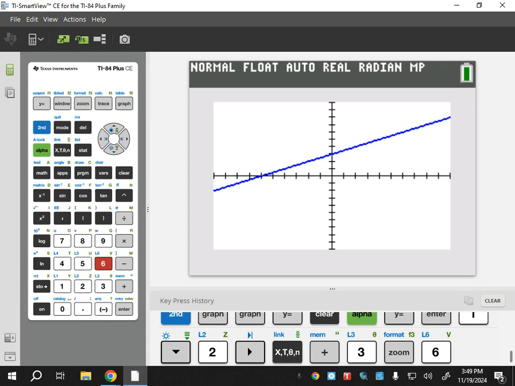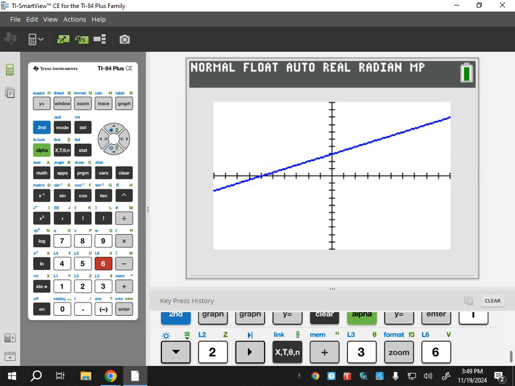Notice in our graph, in our standard window, we can see our y-intercept. We can also see an x-intercept where the line is crossing the x-axis. That tends to be features we like to see in our graph and kind of tells us, is it a good window? Okay. All right, let's try another function.